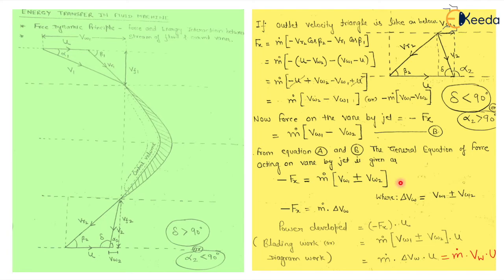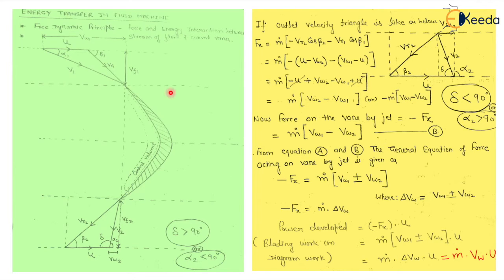I have explained this equation many times. If I have to calculate the power developed or work done per second, then I will multiply this force with the velocity of the blade. So this is the force on the vane by the jet into velocity of vane. I can write this as m dot into delta VW into u. This is the diagram work or blading work. I have explained this derivation in my previous videos.